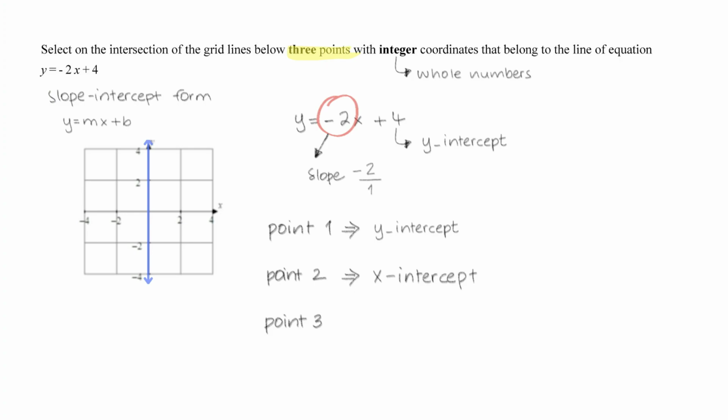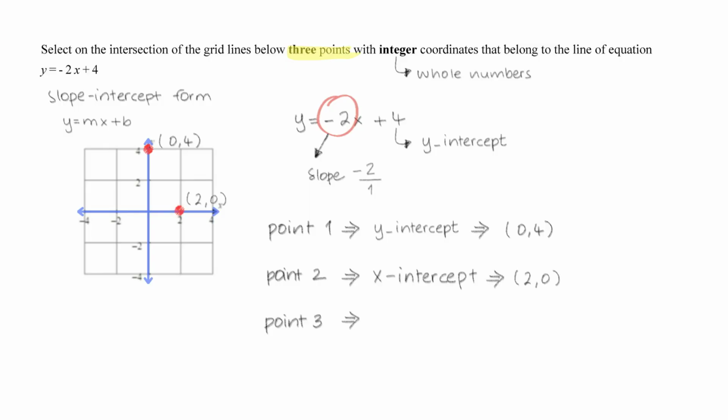For the y-intercept, go to the y-axis and look at the point where the line y equals negative 2x plus 4 crosses the y-axis. This point is (0, 4). For the x-intercept, go to the x-axis and look at the point where the line y equals negative 2x plus 4 crosses the x-axis. This point is (2, 0).